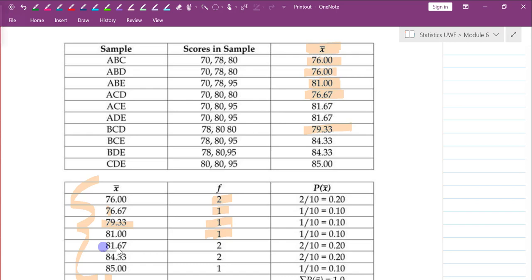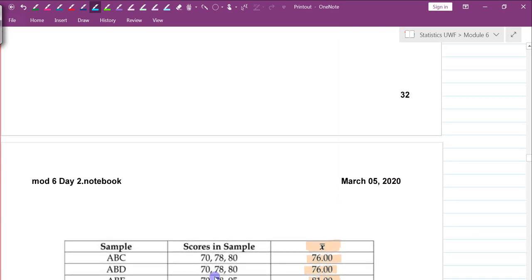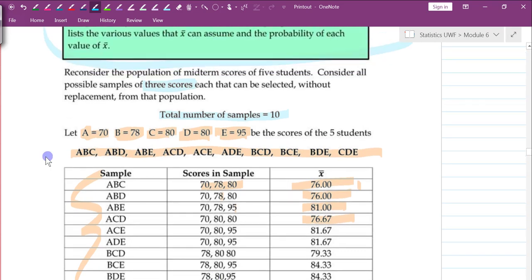Well, 81.67 occurs twice, so I have a frequency of 2. Another sample mean that could have occurred is an 84.33. Again, that happens twice, so the frequency is 2. And then I have the last one here of the 10 options, which is an 85. It occurs one time. Now I can sum all of this together, and we will see that it adds to the frequency of 10, which makes sense because I had 10 different ways that I could choose 3 students from a classroom that had 5 students in it. Okay, 10 different combinations.